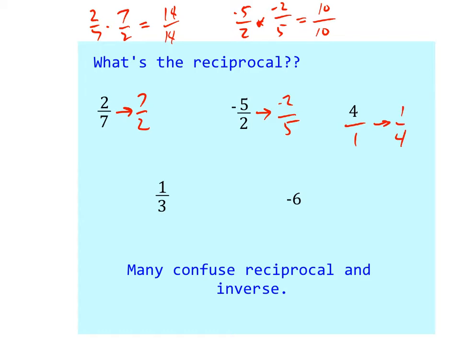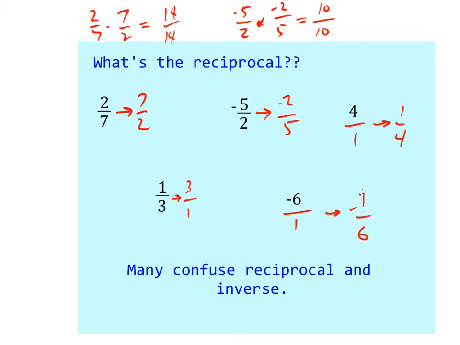1/3 here, the reciprocal there would be 3/1. -6 is -6/1, so the reciprocal would be -1/6. And again, that negative 1/6, you can put the negative on the top, on the bottom, in front. It doesn't really matter as long as it has a single negative there.